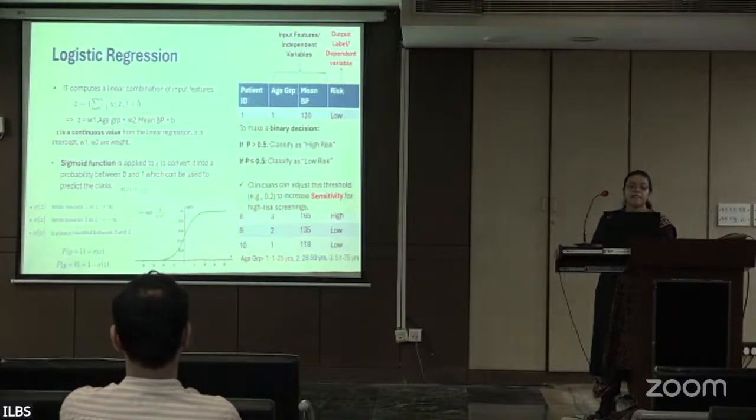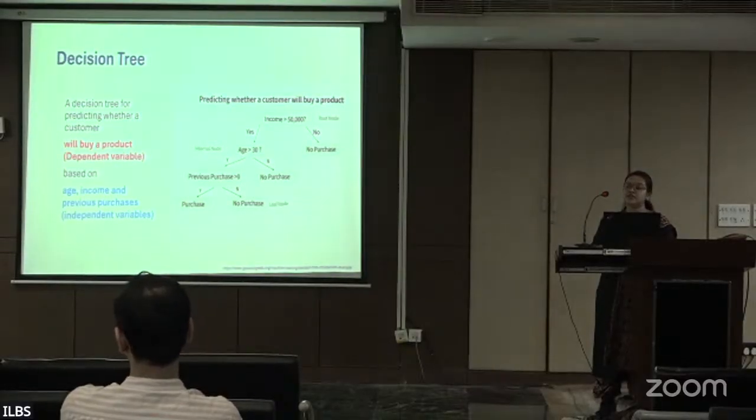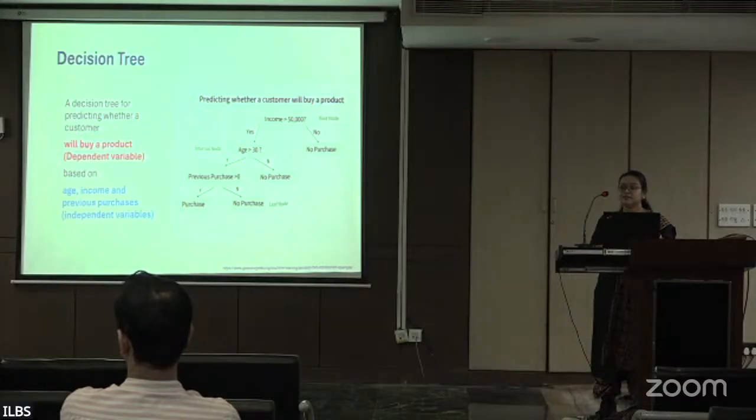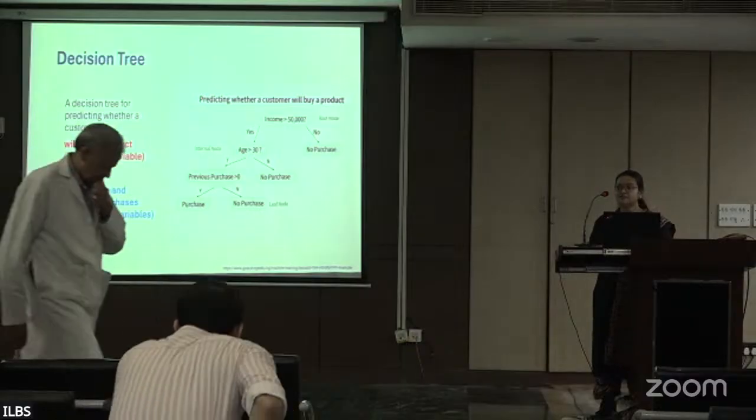Now, in the decision tree making, we have seen the decision tree has multiple nodes. From root node to the leaf node, different parameters are analyzed.